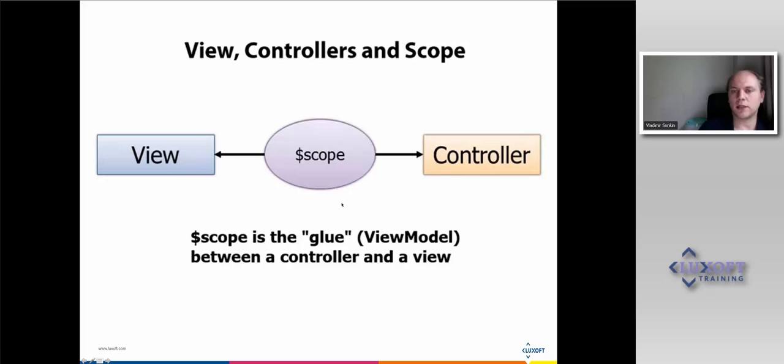So all the data which we want to show on the view has to reside inside the scope variable. And the controller has access to the scope variable, and the view is reading data from the scope variable. And if some data is changed by the user in the view, for example, some input box data is entered, then the scope will be automatically updated. And if the controller is changing some data inside the scope, the view is automatically updated.